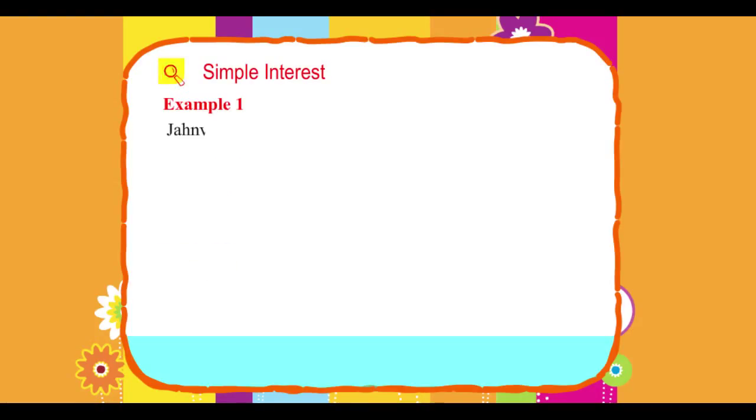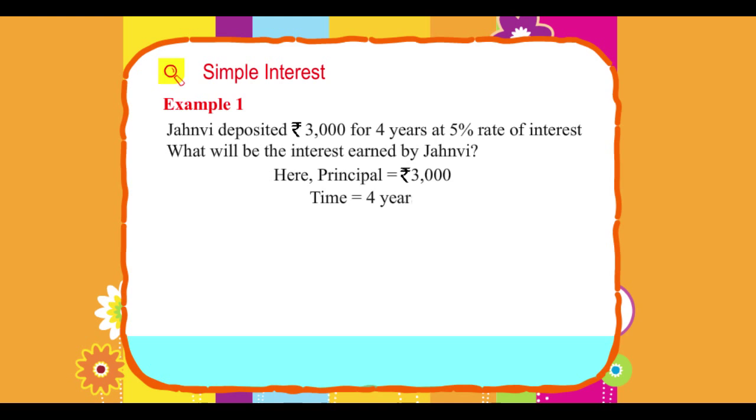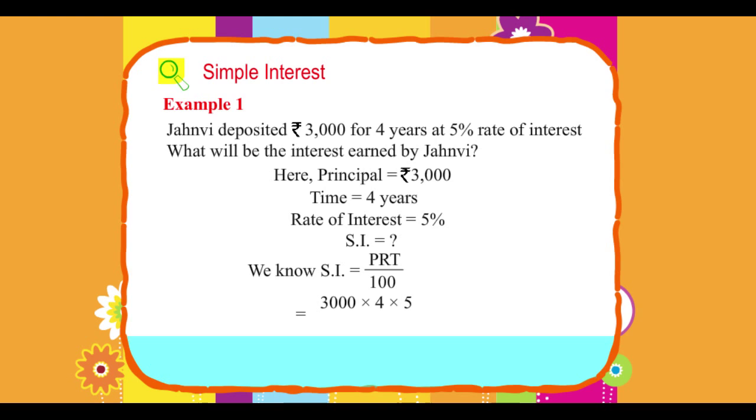Example 1. Janvi deposited rupees 3000 for 4 years at 5% rate of interest. What will be the interest earned by Janvi? Here, principal equals rupees 3000, time equals 4 years, rate of interest equals 5%, SI equals dash. We know SI equals PRT upon 100 equals 3000 into 4 into 5 upon 100 equals rupees 600. Interest earned by Janvi equals rupees 600.